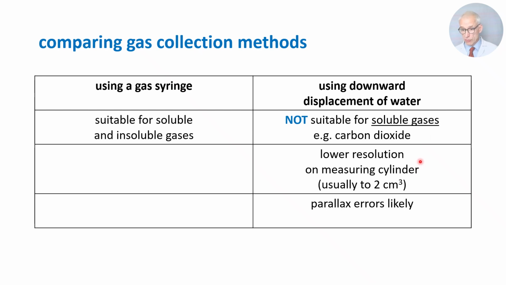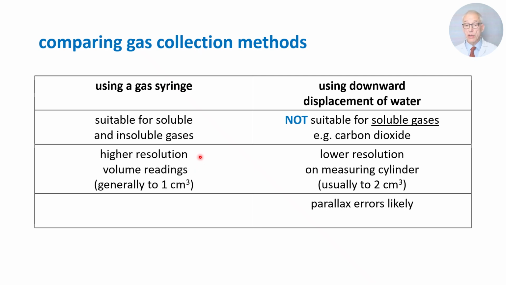Onto resolution, which is the smallest increment or smallest gradation shown on the measuring cylinder scale. So the lowest resolution on the measuring cylinder is usually 2 centimeters cubed. What is it on a gas syringe? Okay, well, it has a higher resolution. Volume readings are generally to 1 centimeter cubed. So you've got a higher resolution on the gas syringe, so we get more precise results.